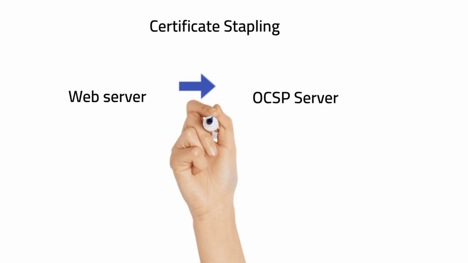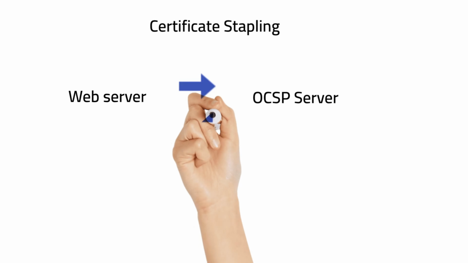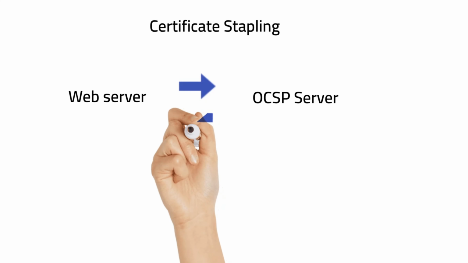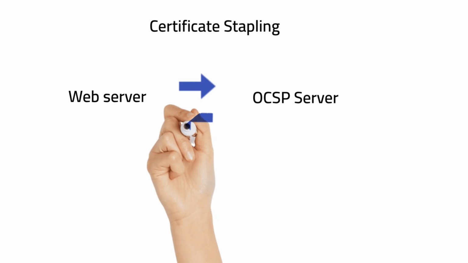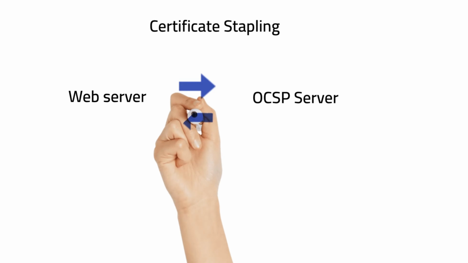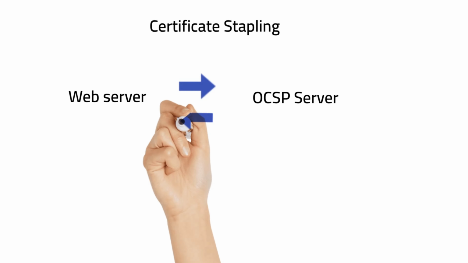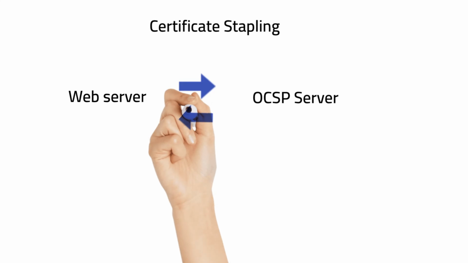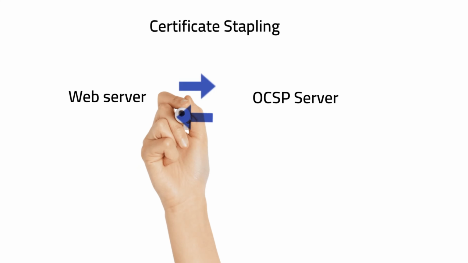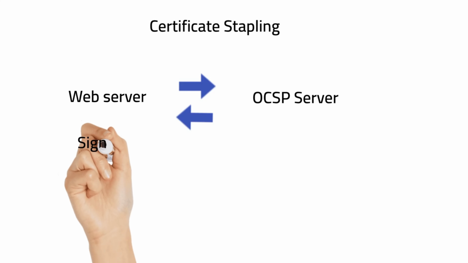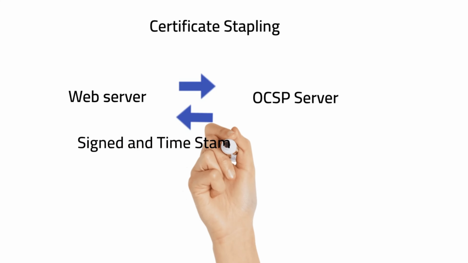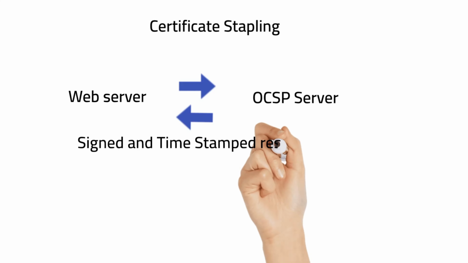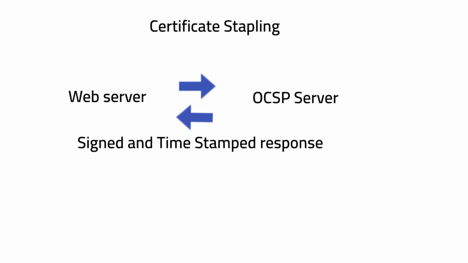genuine and recent. Because the CA signed the OCSP response, the user knows that it is from the certificate authority, and the timestamp provides the user with assurance that the CA recently validated the certificate. From there, they can establish a secure communication.